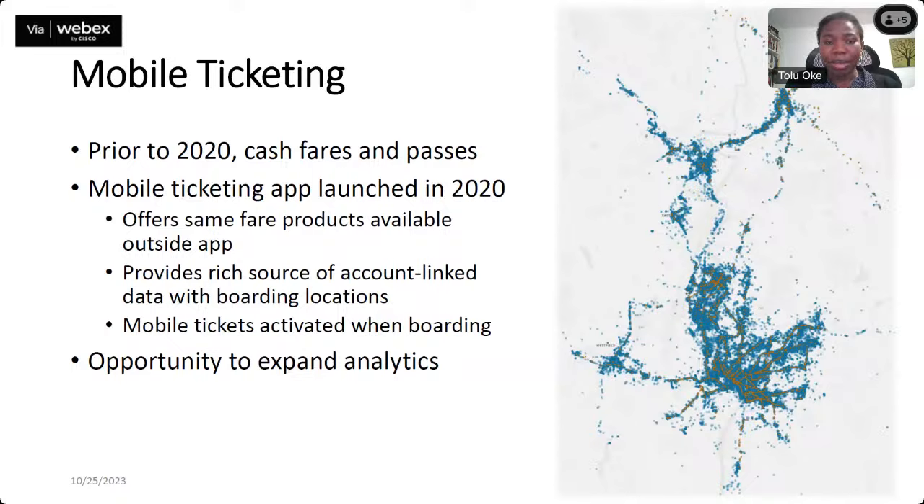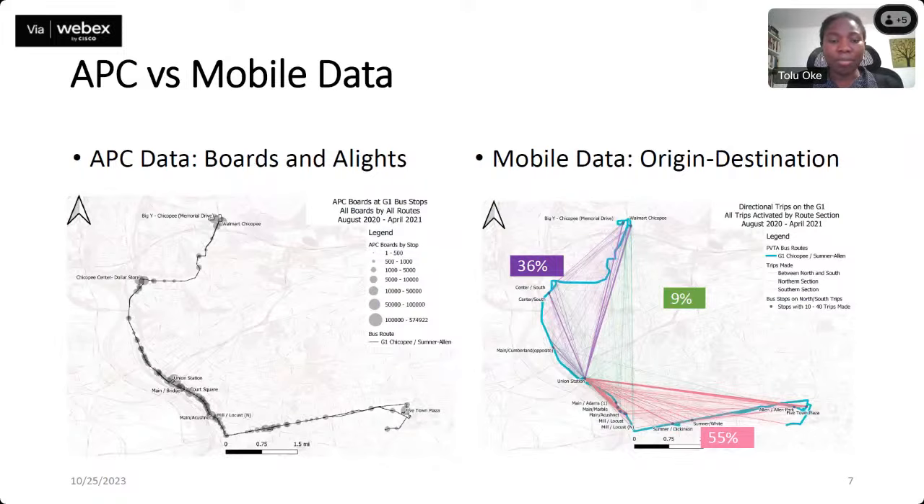Next slide, please. So prior to the mobile ticketing data, the main source of data that PVTA used for network planning was the automatic passenger counters. As many people know, the APCs provide information on boarding volumes and alighting volumes for each route and at the stop level, day level, time level. On the right map here, I'm showing one of PVTA's routes, the G1. And you can see from the APCs, we're able to have a good understanding of the volumes at each bus stop and how people were getting on and off the routes and the system.